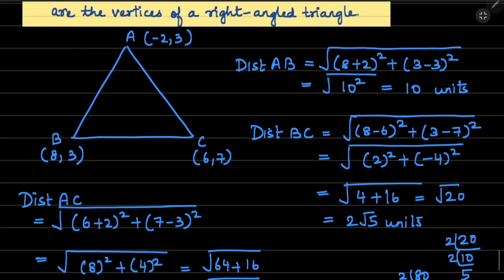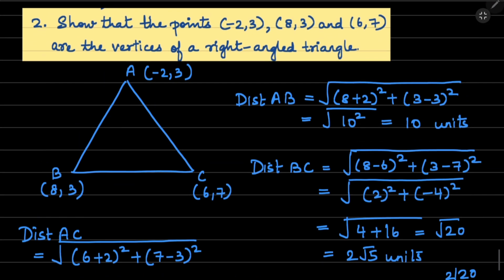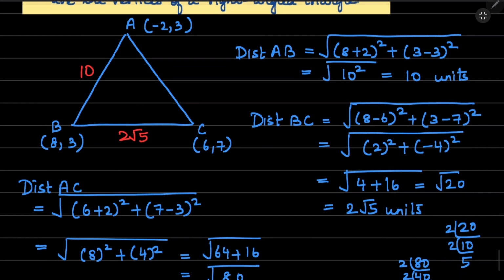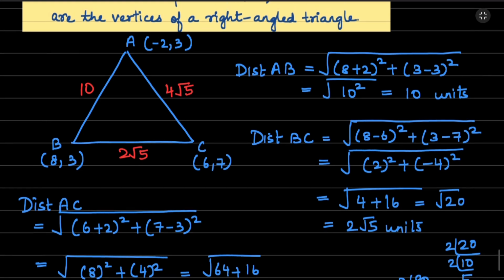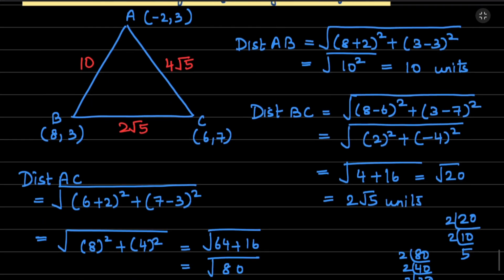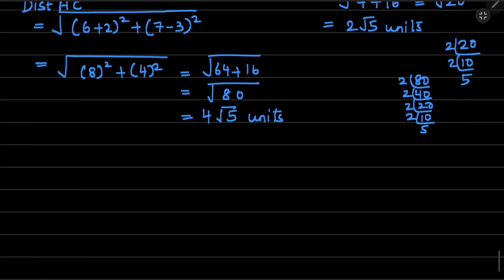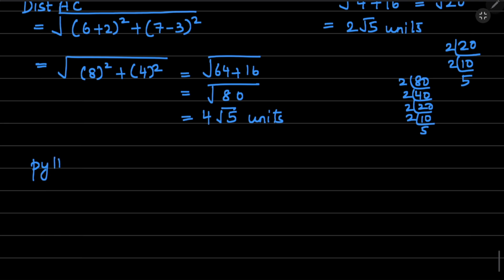Now let me write the distances here. AB, the distance is 10 units. BC, the distance is 2 root 5 units. And AC is nothing but 4 root 5 units. Now according to Pythagoras theorem, what do we see here? The longest side is AB, right? Now let us prove that AB is the hypotenuse. So using Pythagoras theorem, we have to prove that it's a right angle triangle.